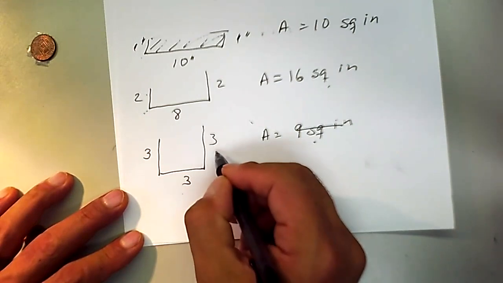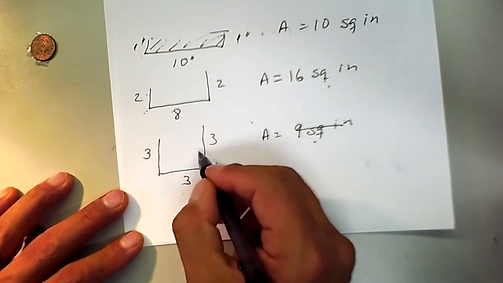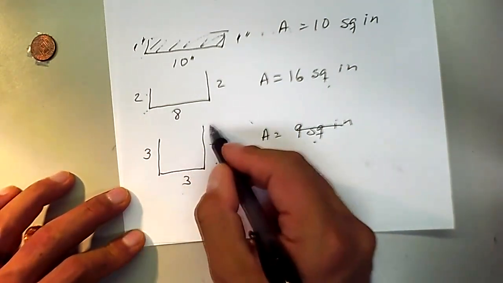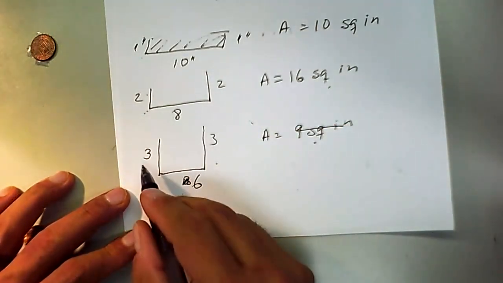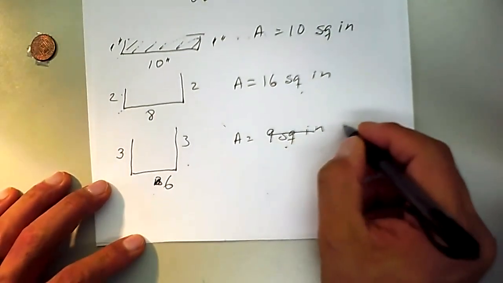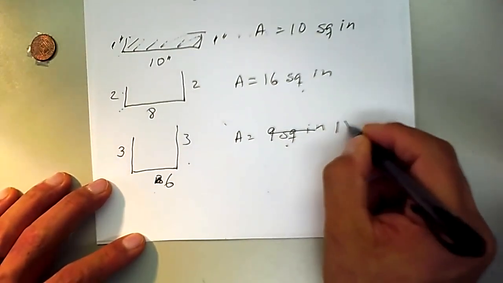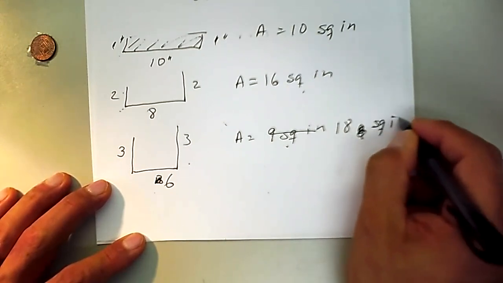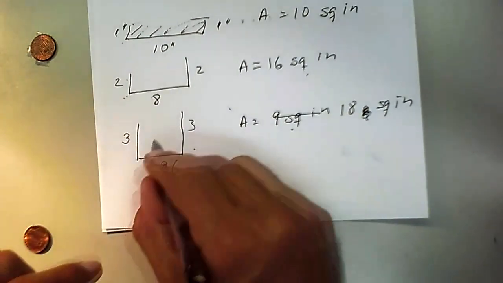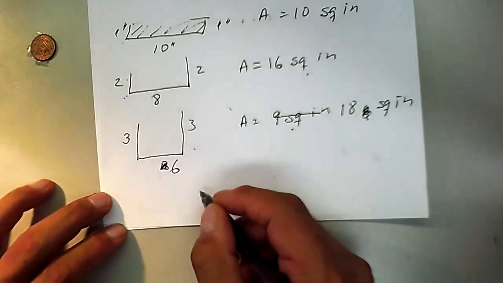We end up with 12. We start out with 12, take away 3, that means take away 6. Oh, 6 here. 6 times 3, 18. Oh, so that's better. 18 square inches. Okay, sorry that I did my subtraction wrong.